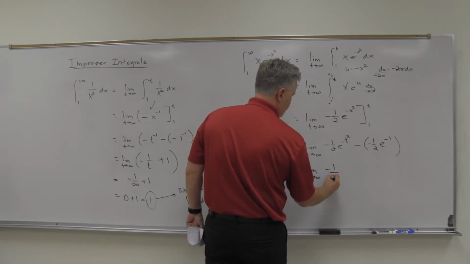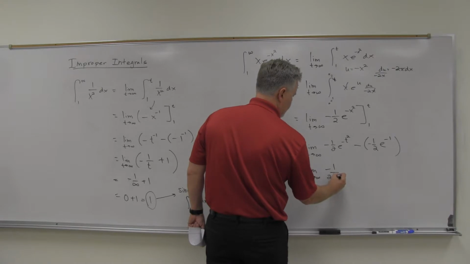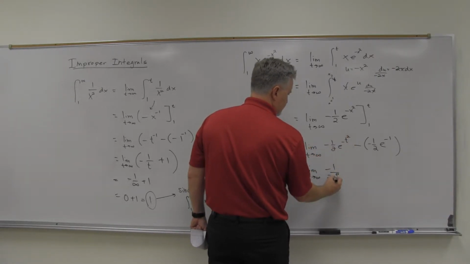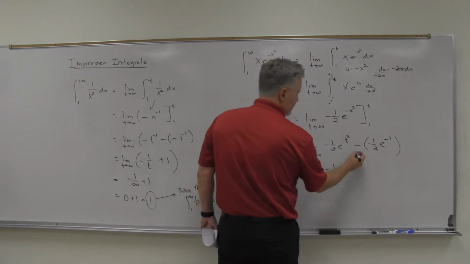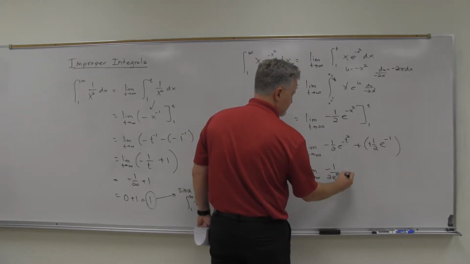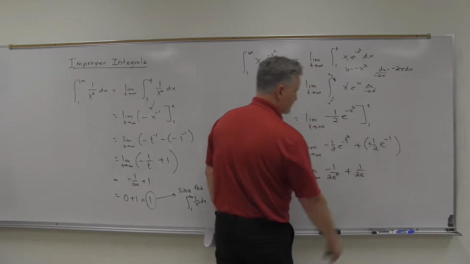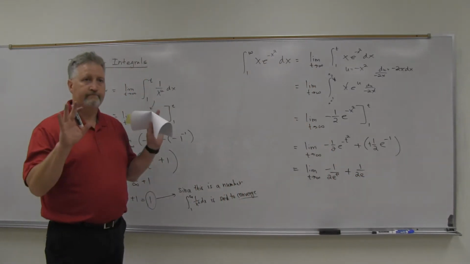So it's minus 1 over 2 e to the t squared, because the minus t flips over, gets knocked into the denominator there. Then this makes a plus. I guess we can do the same thing there. It's 1 over 2e then. E to the first, it's just e. Okay? Yes?